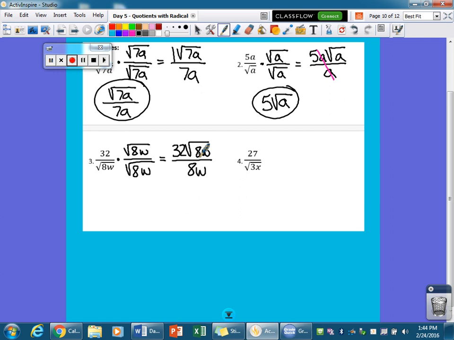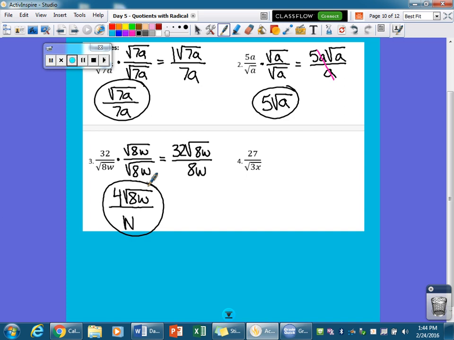It's like our warm-up problem that I was talking about. We can simplify that. 32 divided by 8 is 4. And then I still have the square root of 8w in the numerator. Then I still have that regular w in the denominator. So then there's my answer. I can't take the square root of 8. I don't know what the square root of 8 is.